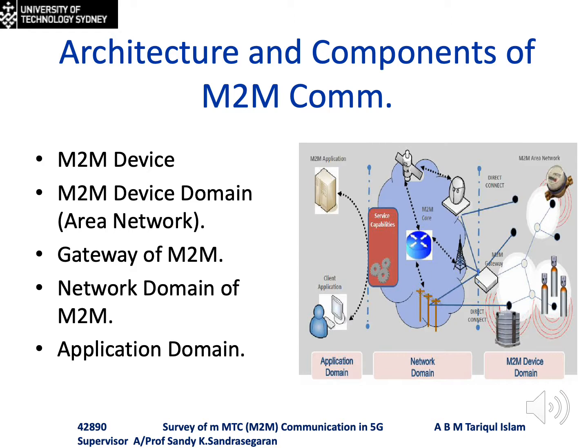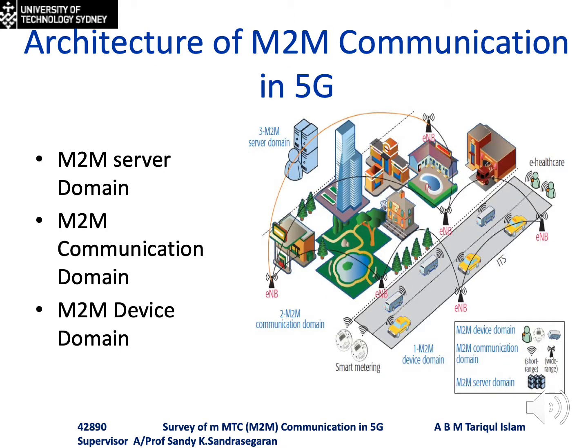The M2M communication network covers the connection between the M2M gateway and the M2M application, for example, XDSL, LTE, WiMAX, and WLAN. Application domain. This domain consists of a middleware layer where information goes through different operation administration and is utilized by the particular business processing. Now, architecture of M2M communication in 5G.